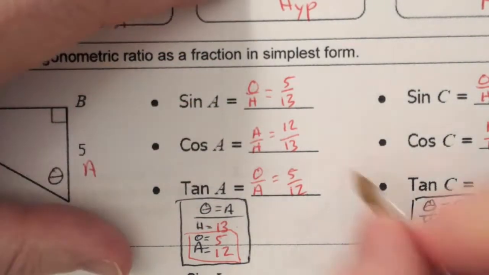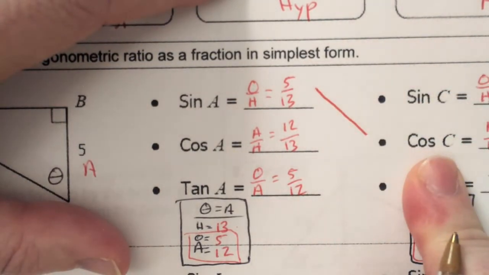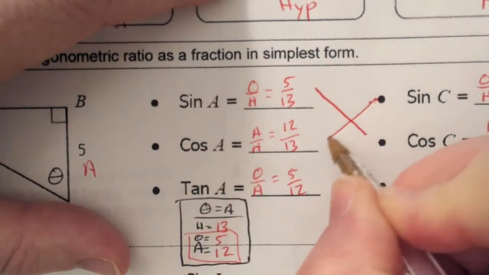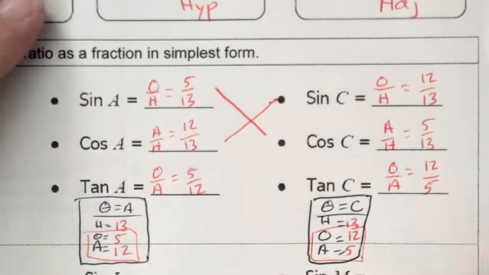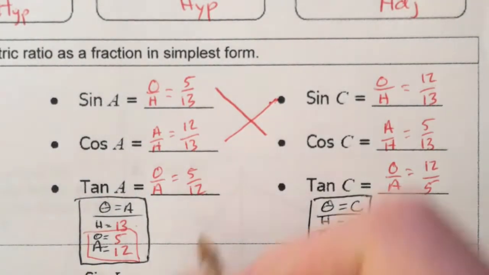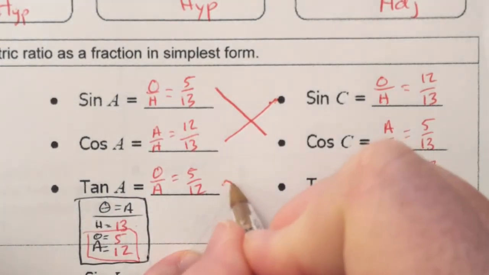Look at the answers. Hopefully you noticed that sine of A was equal to cosine of C, and cos of A was equal to sine of C. So notice that these two are equal and these two are equal. And then also, you probably noticed that these two just flipped.